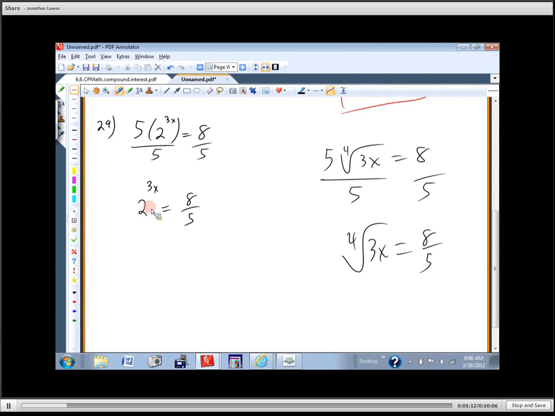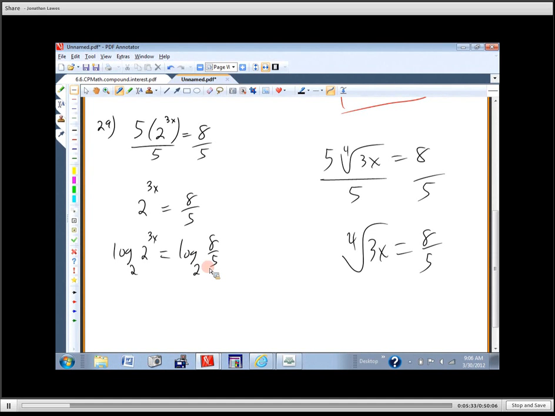What is it? It's exponential base 2. How do you undo exponential base 2? Log base 2. So I'm going to take the log base 2 of this side, and I'm going to take the log base 2 of this side. Why is this algebraically a legal thing to do? Why is this okay?